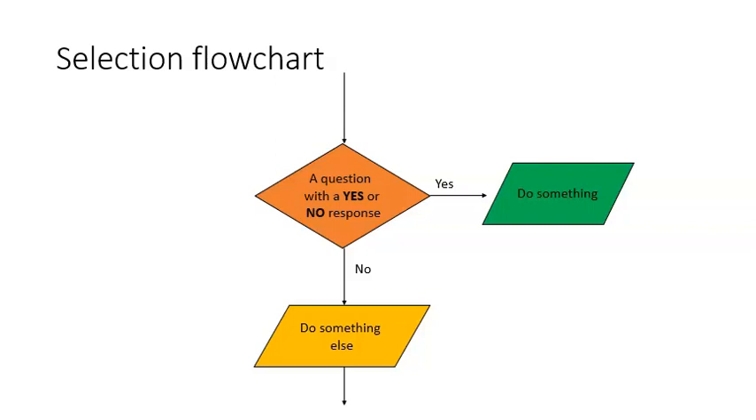So here I've got an input into my question. Now the question is in a diamond. You'll notice that orange diamond there, and it's either going to have a yes or no response. So the question needs to be phrased in such a way that it is either yes or no. So if it's yes, I'm going to do something. If it's no, I'll do something else. That's basically what it looks like as a flowchart.